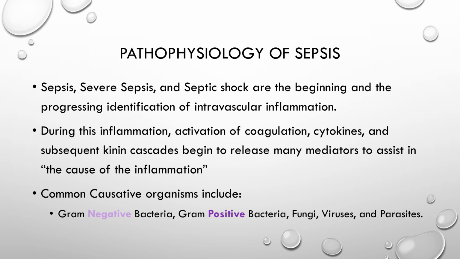The pathophysiology of sepsis: sepsis, severe sepsis, and septic shock are the beginning and progressing identification of intravascular inflammation. During this inflammation, activation of coagulation, cytokines, and subsequent kinin cascades begin to release many mediators to assist in the cause of the inflammation. For example, common causative organisms of this inflammation include gram-negative bacteria, gram-positive bacteria, fungi, viruses, and parasites. Notice I, just for fun, colored the gram-negative as pink. That is, in the real world, they stain pink. And then the gram-positive bacteria stain purple or violet.